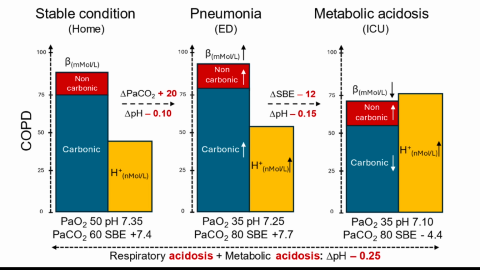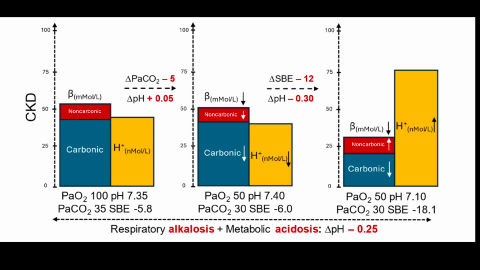Takeaway. In COPD patients, high buffer capacity due to chronic high carbon dioxide provides some protection, but combined respiratory and metabolic stressors can lead to substantial acidemia, requiring ICU intervention. This figure shows how a CKD patient responds to pneumonia and metabolic acidosis.